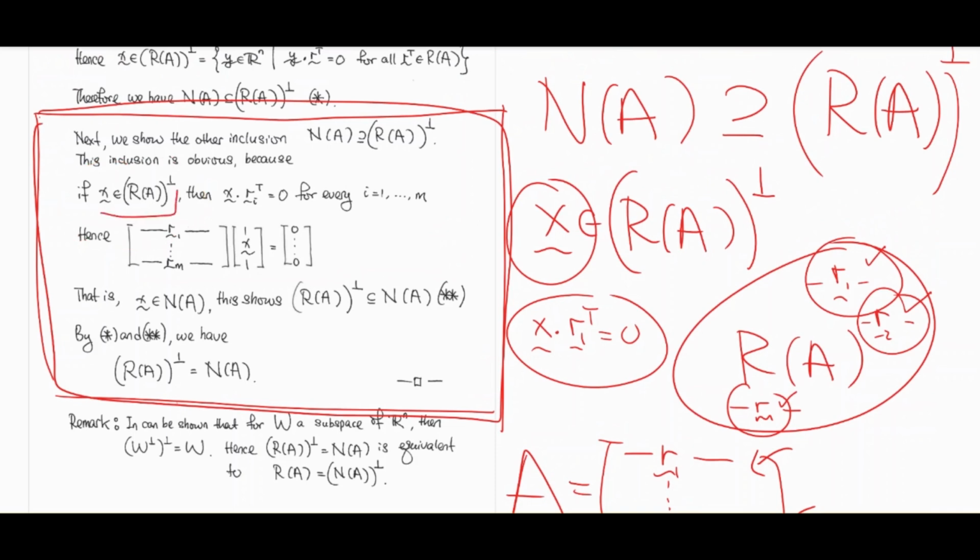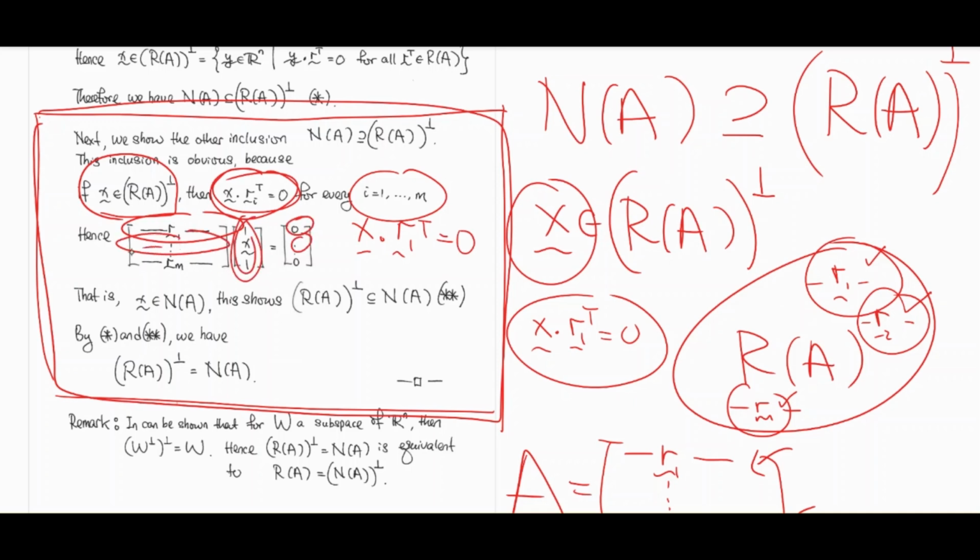Now, let's take an X that is in the row space of A perp. That means that X dot Ri transpose is equal to 0 for all the i. That means if you put this result in this form, just like what we did just now, this one equal to 0 can be represented by X dot R1 transpose equal to 0. It's the same thing. So this result gives you this. The second one gives you this. The third one gives you this.